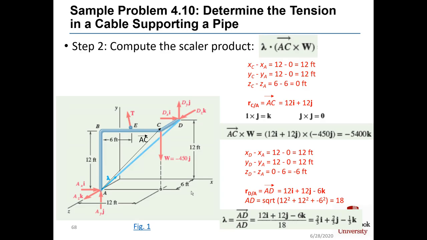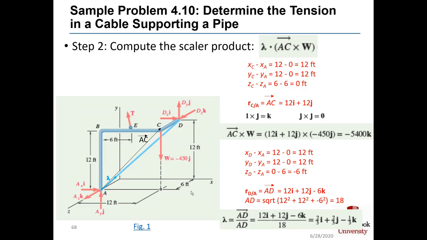Now we take the cross product of that with W, which is minus 450J, and it will have two terms, 12i cross with minus 450J, which is minus 5400K, and 12J cross with minus 450J is zero, and hence that cross product is minus 5400 in K.